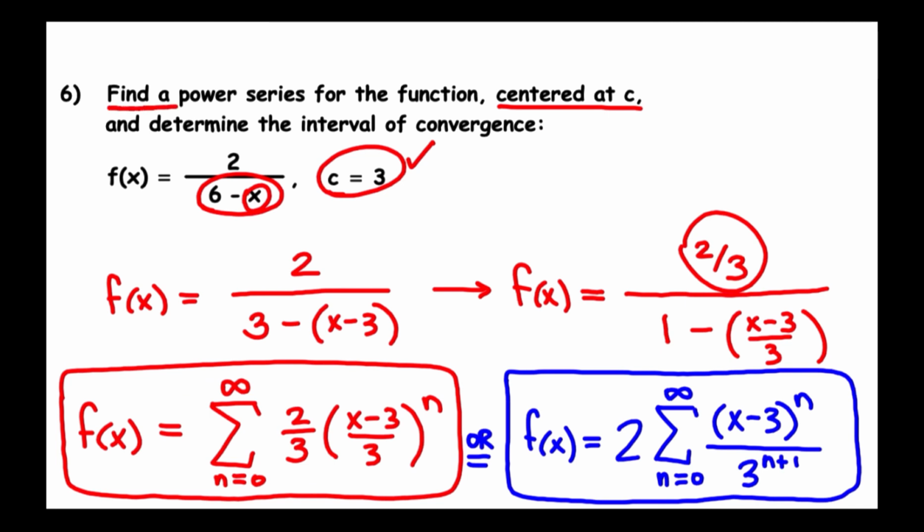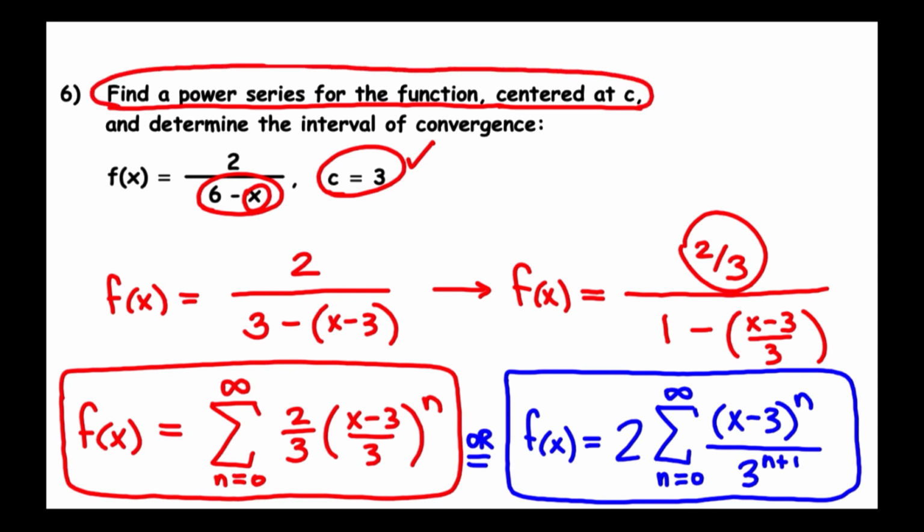All right, for number 6, we're looking good. We did this so far. We found a power series for the function centered at c. But here's the dreaded word: we have to do an interval of convergence as well.